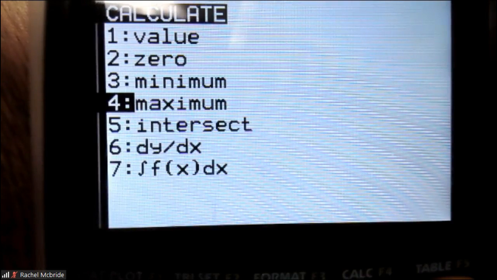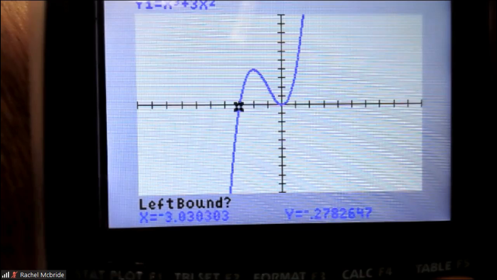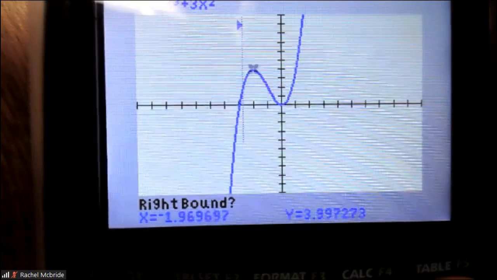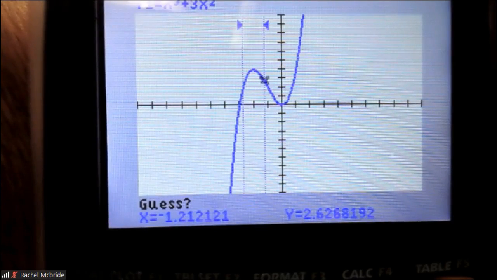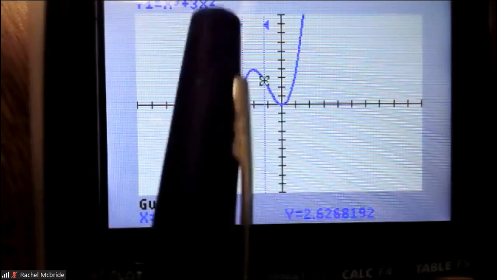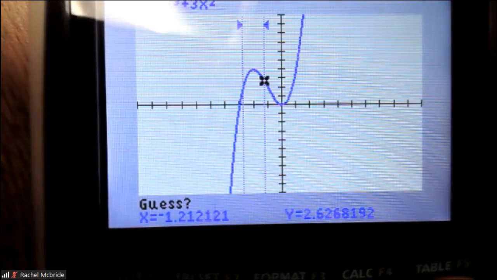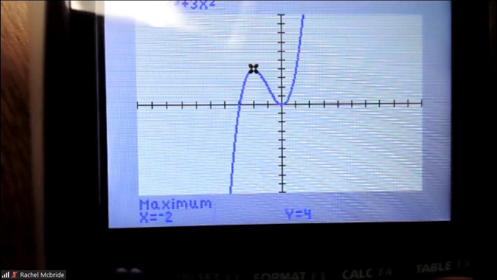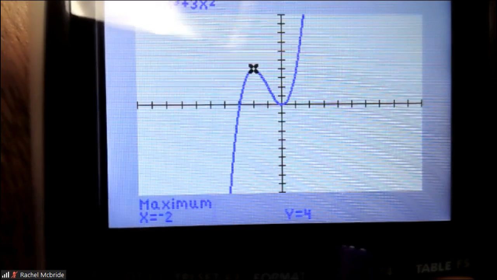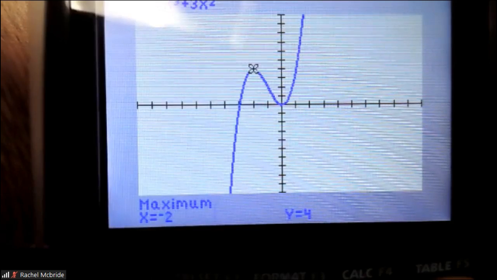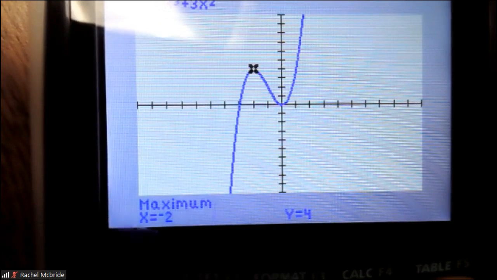And then I can find my min or max. So if I go to max, that means I'm going to have the highest point. So I'm going to go to the left of the highest point, hit enter, go to the right, hit enter. Again, the dashed lines on the side should point inward at that max. And I see that it has a max at -2, 4. So the maximum is the y value. The x value is the point at which it occurs. So it occurs at the point -2, 4, but the max is 4.